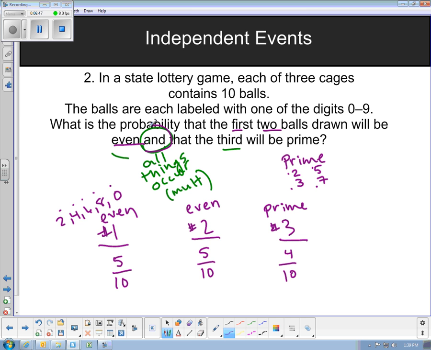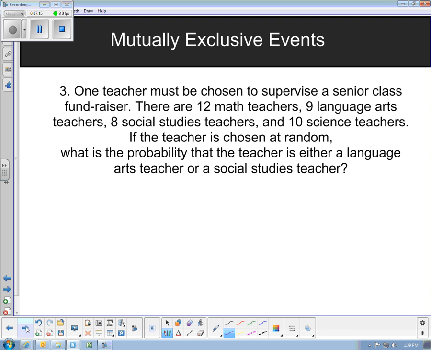Now, the fact that I want all of these things to occur means I need to multiply. So I end up with 100. 5 times 5 is 25, times 4 is 100. Out of 1,000, because 10 times 10 times 10 is 1,000, which is the same thing as 1/10 or 0.1. So basically there's a 10% chance that you're going to get even, even, and prime when you are choosing the 3 things. Let's take a look at number 3.